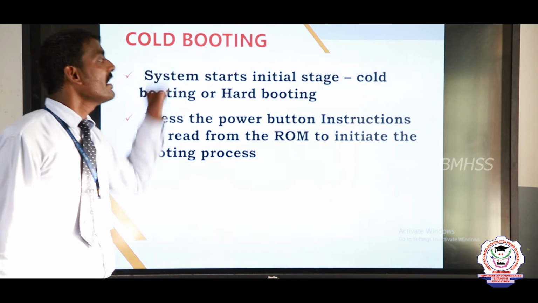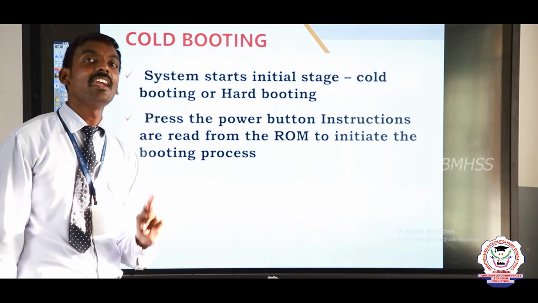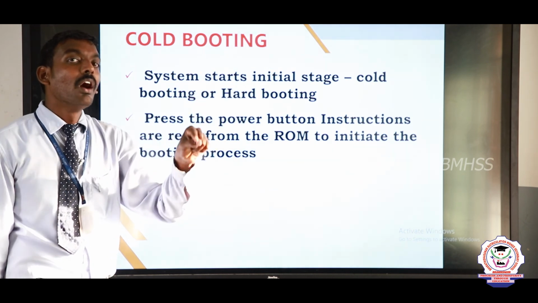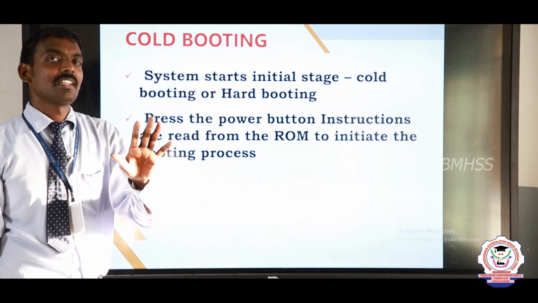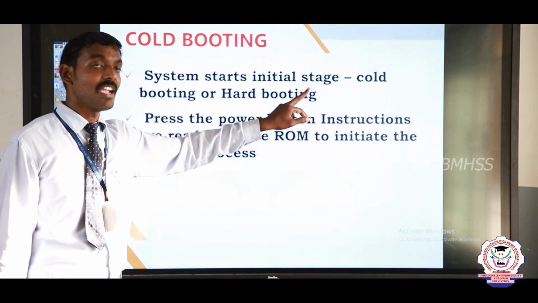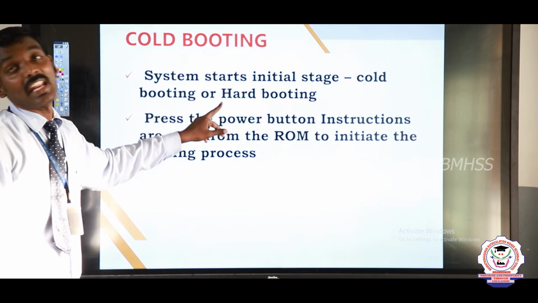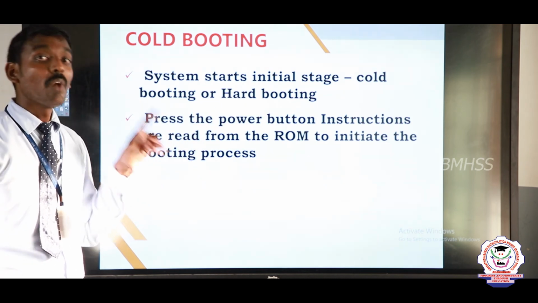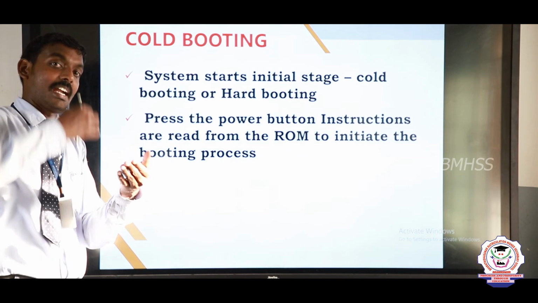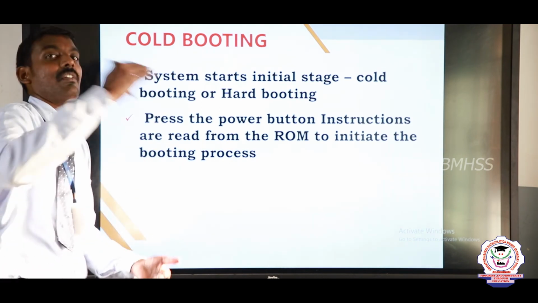Next, two types of booting: cold booting and warm booting. When will cold booting occur? In the initial stage. You properly shut down your system yesterday, but now you turn on the system, so cold booting will occur. The system starts from the initial stage. The other name is hard booting. Why do we call it cold booting? It checks that all the devices are connected properly in the initial step itself.